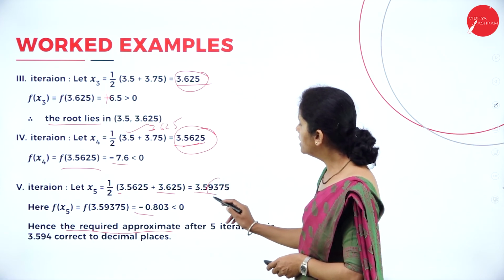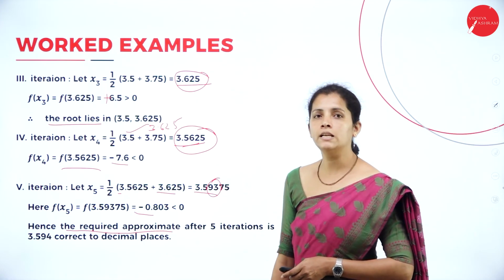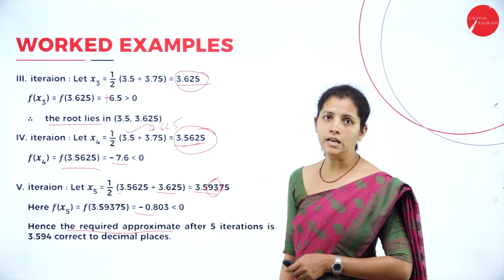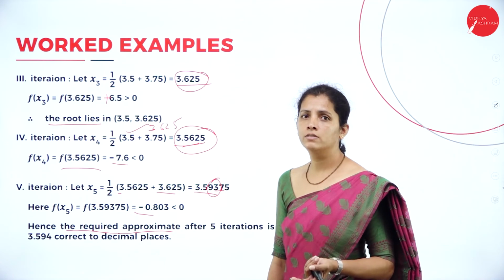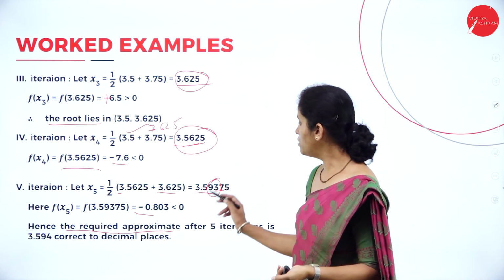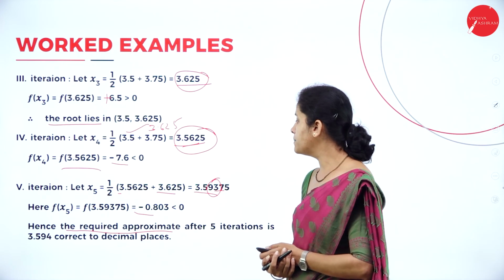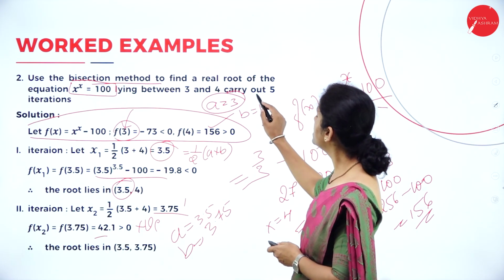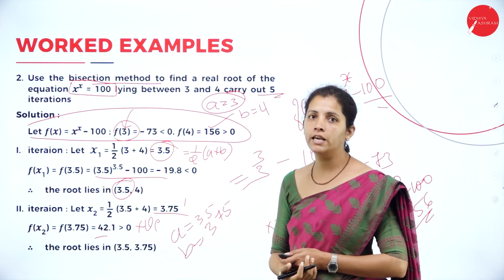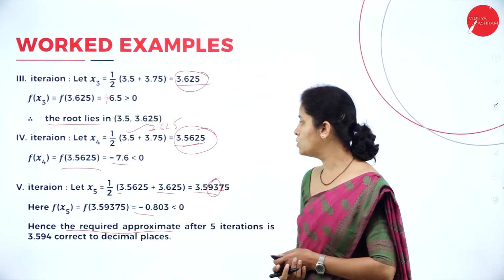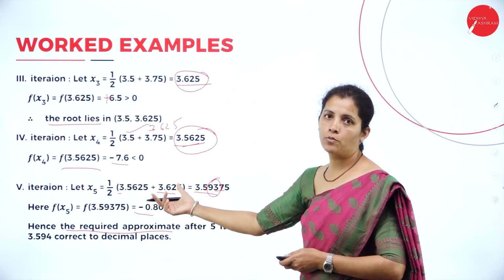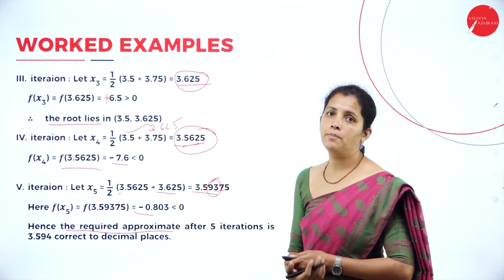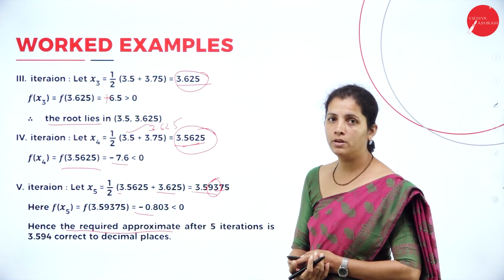So hence the required approximate root after 5 iterations is 3.594, because it is 3.59375. So I'm going to make it 94, because if I see 37, it is nearer to 40. So what I will do, I'll make it 3.594. And in the question, they mentioned when to stop: when I reach the fifth iteration. So when I reach the fifth iteration, I'm going to stop the iteration. So this is the way I can solve bisection problems.